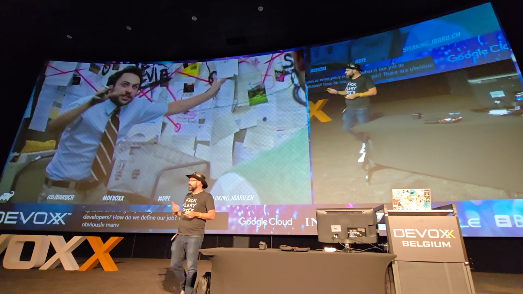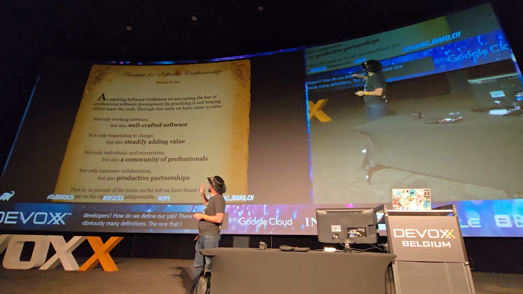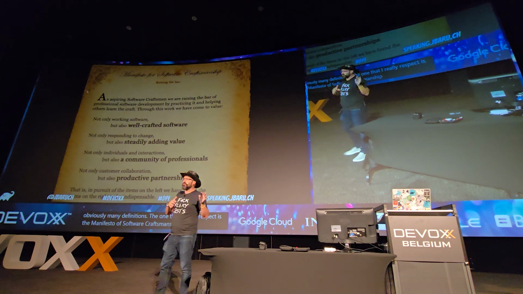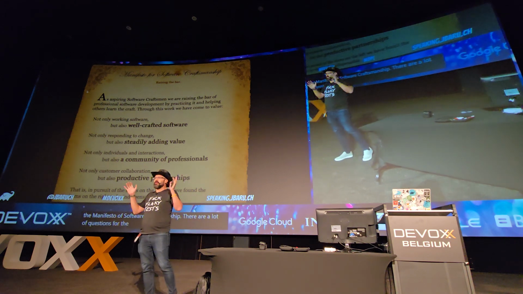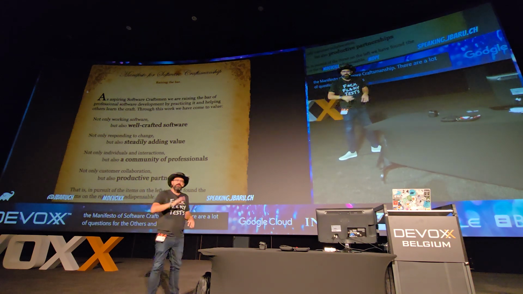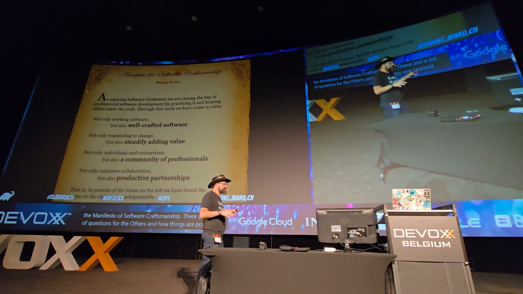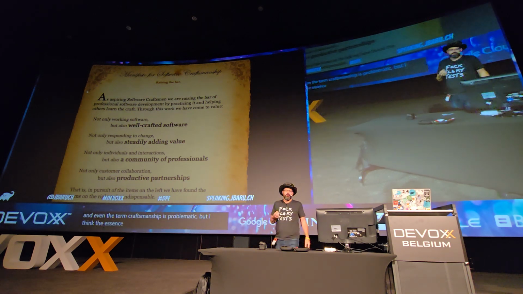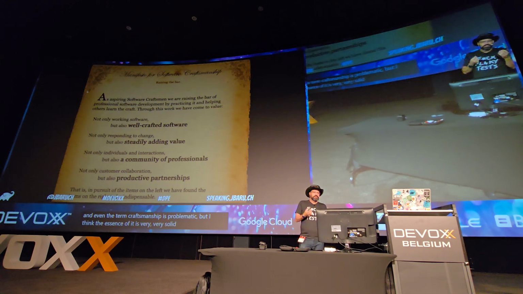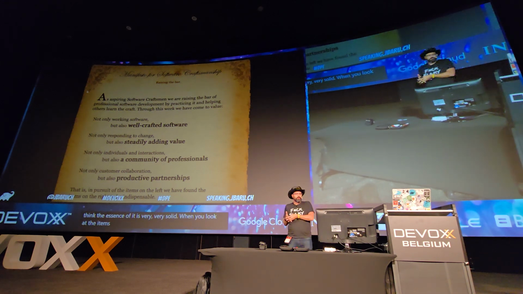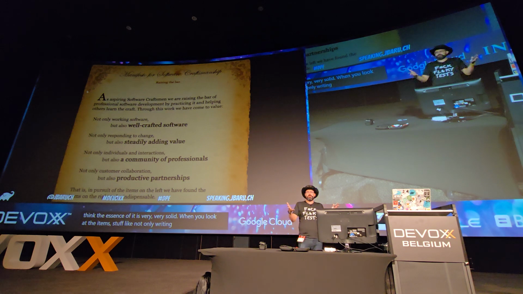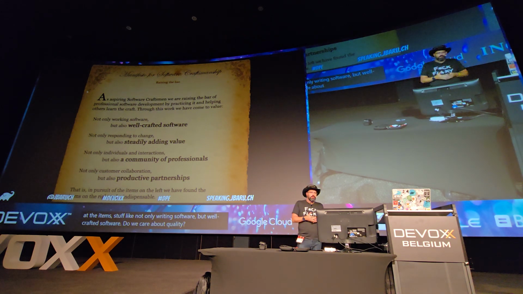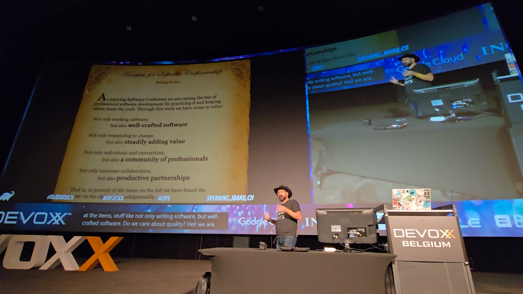The one that I really respect is the Manifesto of Software Craftsmanship. There are a lot of questions for the authors and how things are praised, and even the term craftsmanship is problematic, but I think the essence of it is very, very solid. When you look at the items, stuff like not only writing software, but well-crafted software. Do we care about quality? Hell, we are. Right?